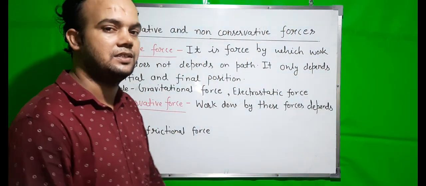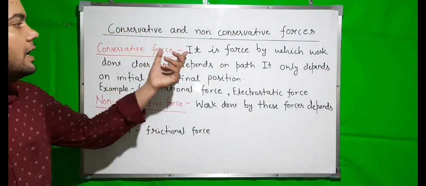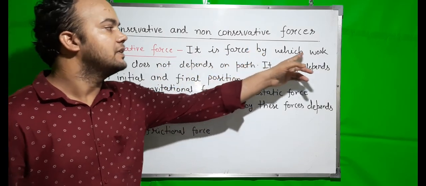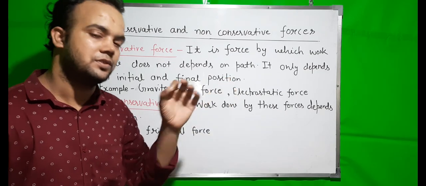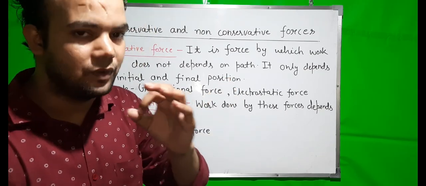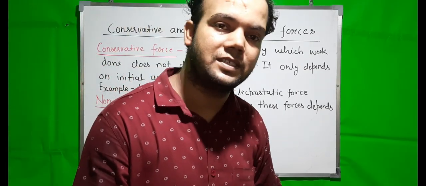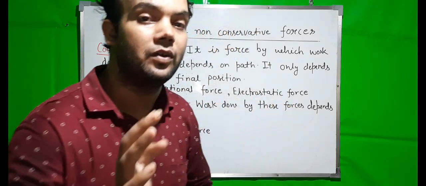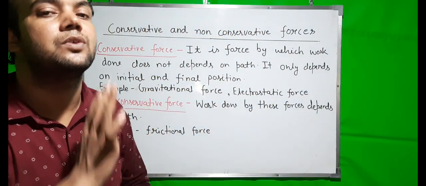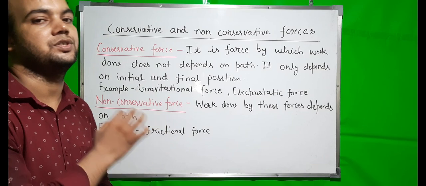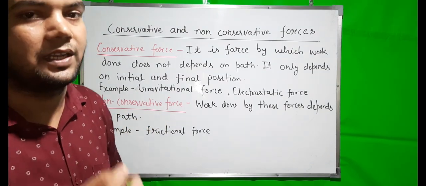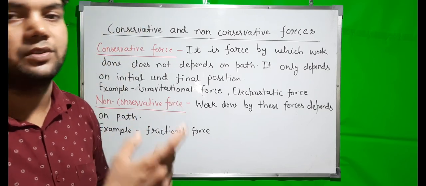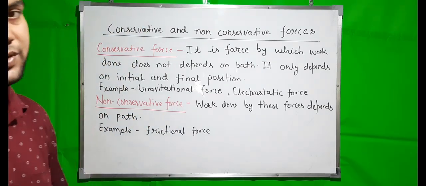Now let us see what is conservative force. It is a force by which work done does not depend on path. Please notice this point. Conservative forces are forces by which work done does not depend on path. It only depends on the initial and final position of the body. Examples of conservative force are gravitational force and electrostatic force. Spring force is also an example of conservative forces.